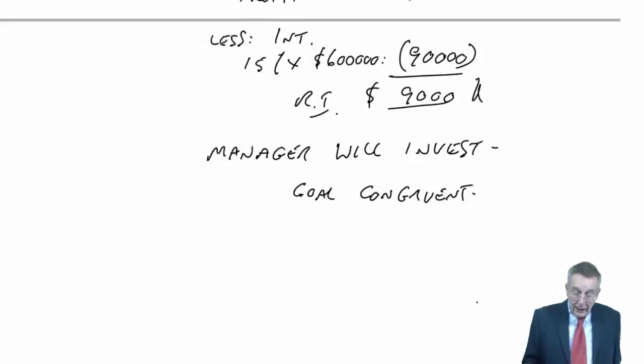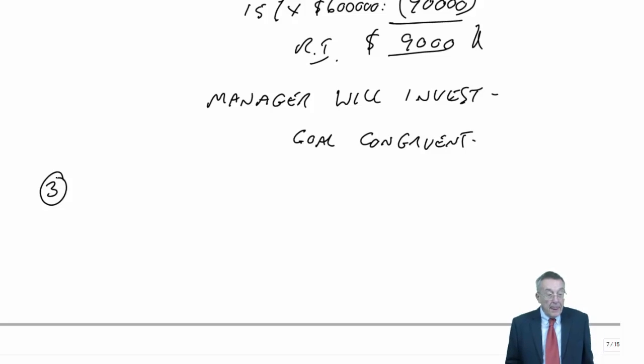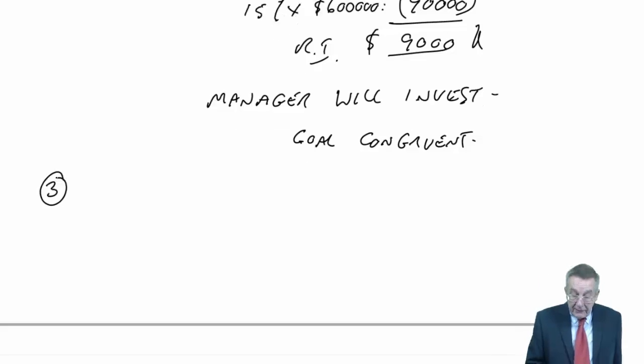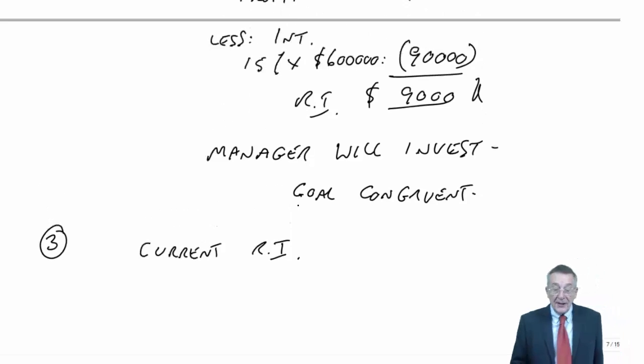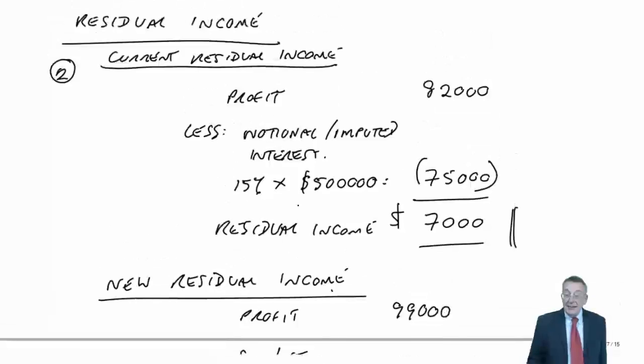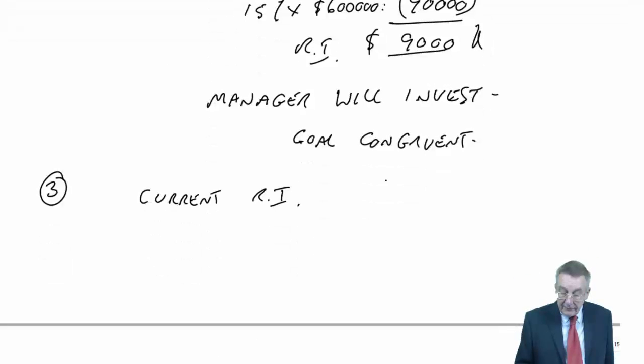So, last bit, let's repeat example 3. It's exactly the same as before, so without the new investment, the current residual income, I won't do the workings again, we just did it, they're currently making 82. Without the new investments in total are 500, so interest 75, the residual income 7,000.